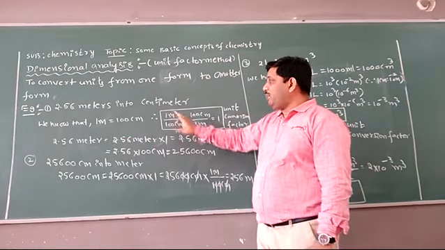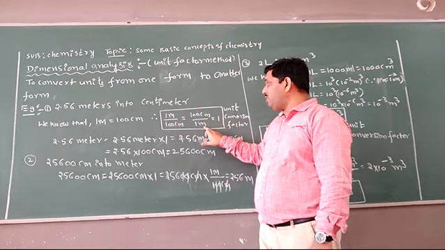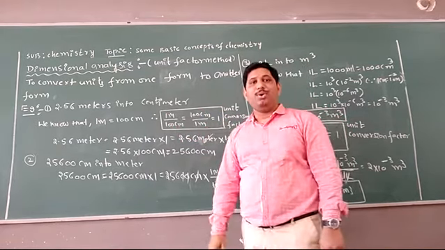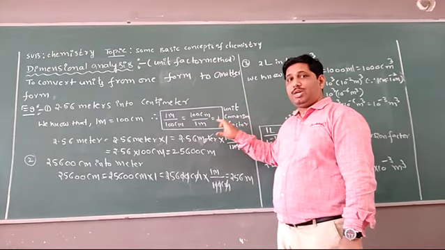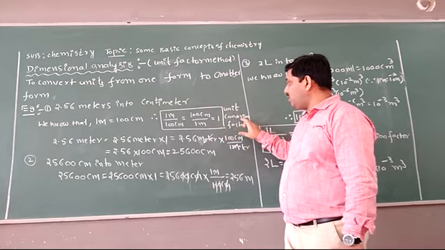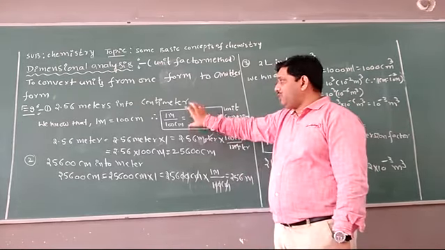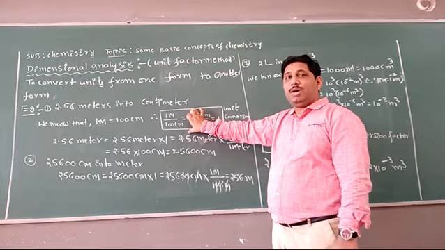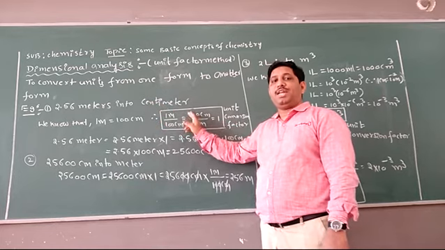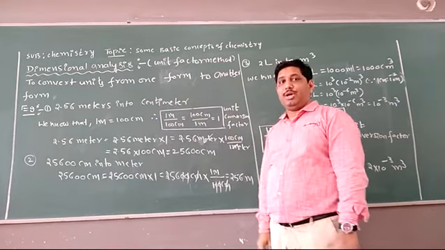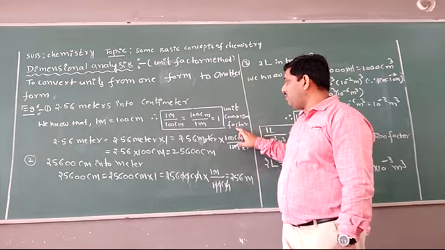Therefore, 1 meter by 100 centimeter is equal to 1, as well as 100 centimeter by 1 meter is equal to 1. Hence both are equal to 1, and this factor is called the unit conversion factor. This factor can be used to convert a number from one unit to another unit. Because of this reason it is called the unit conversion factor.